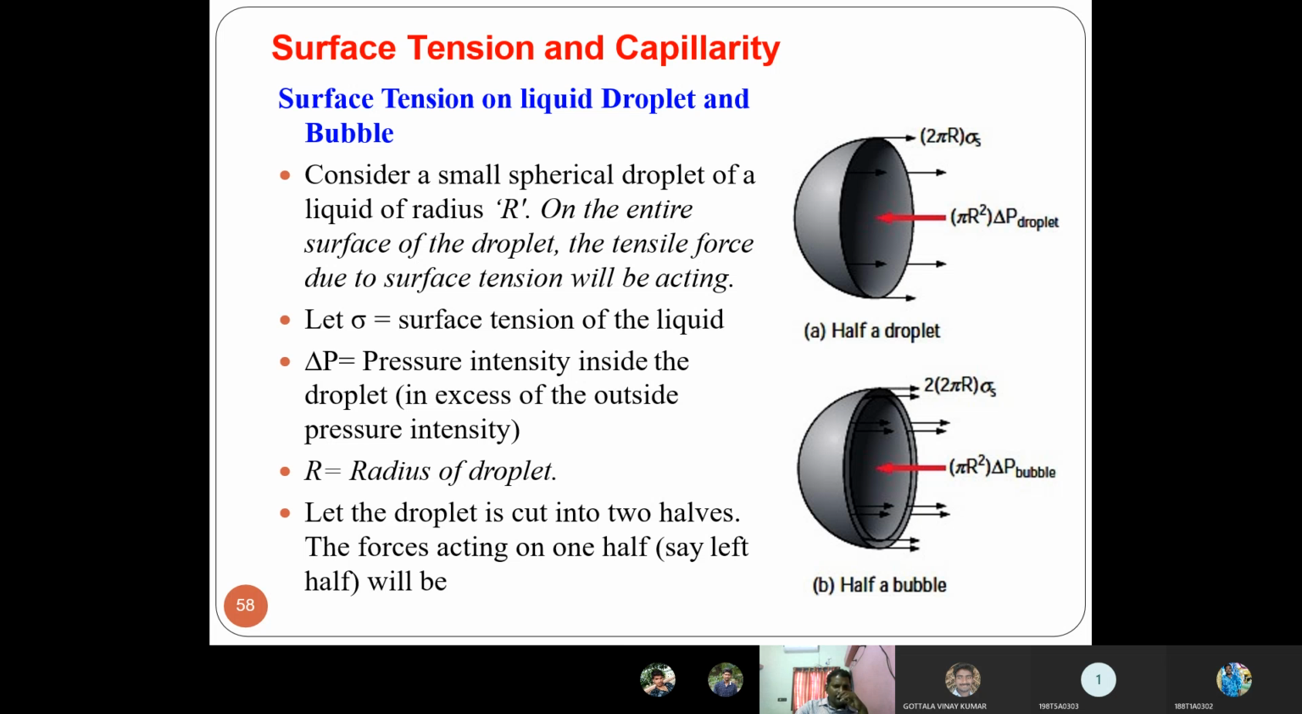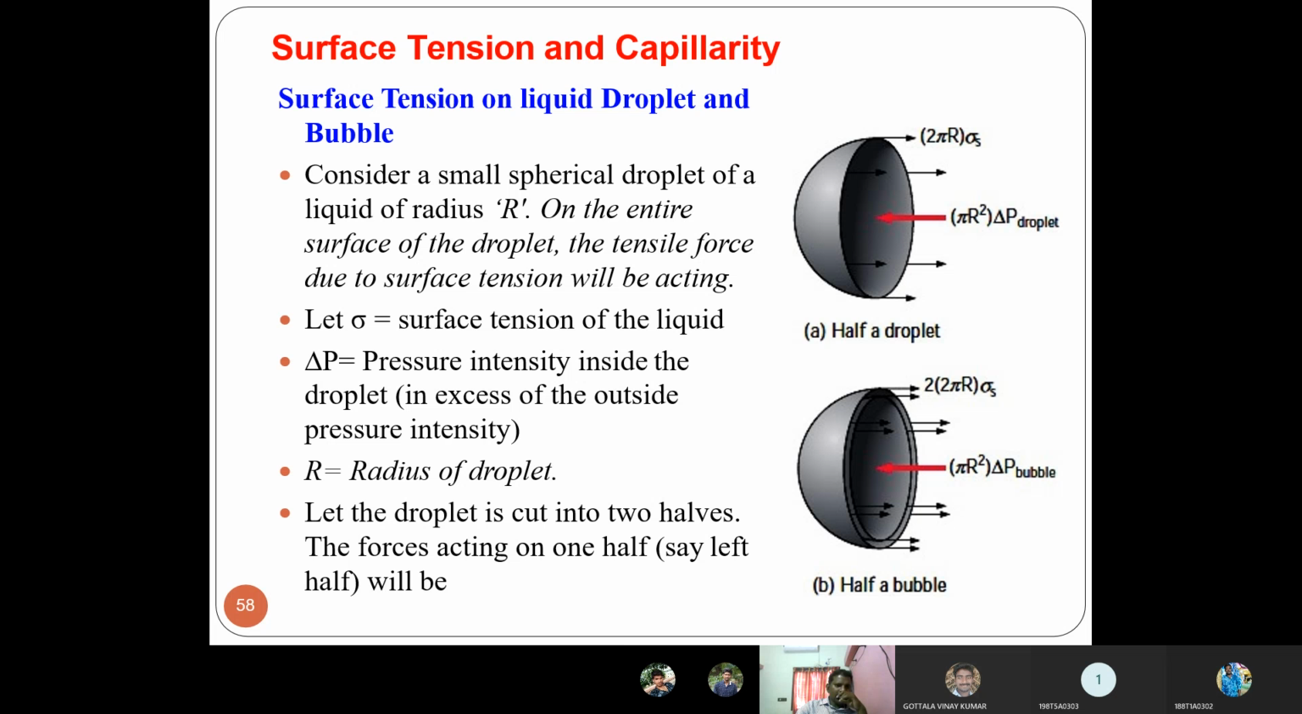This force is acting away from the surface and this pressure force is acting towards the droplet. In this way, the forces must be balanced by two forces. Understand?